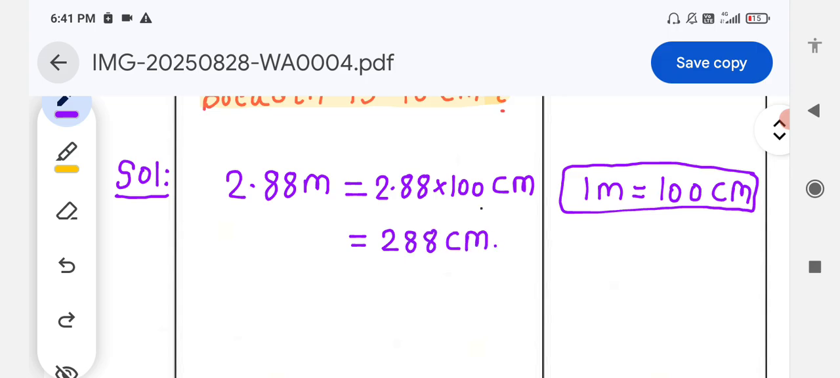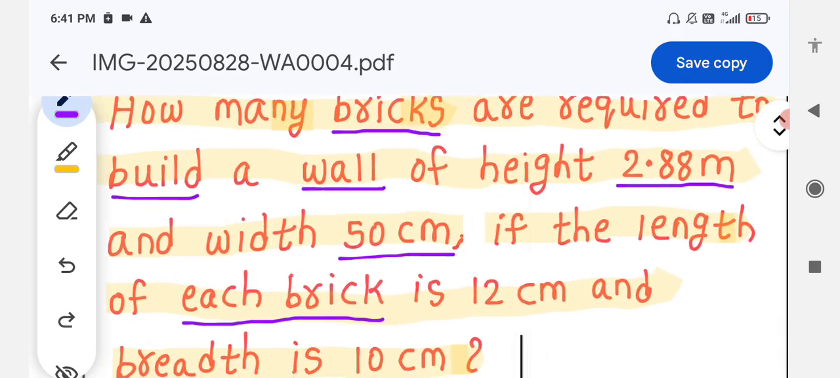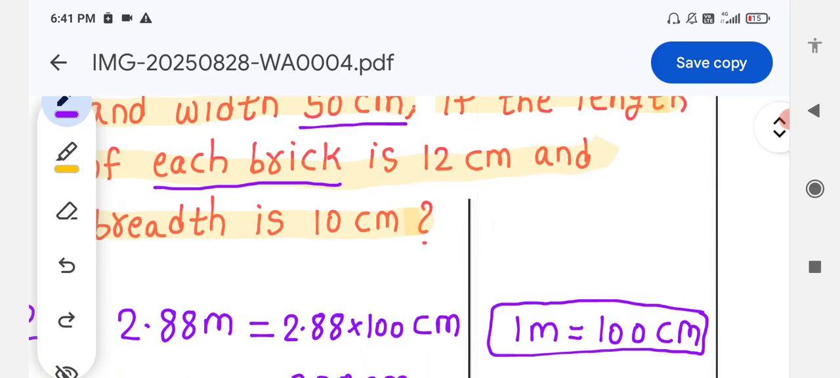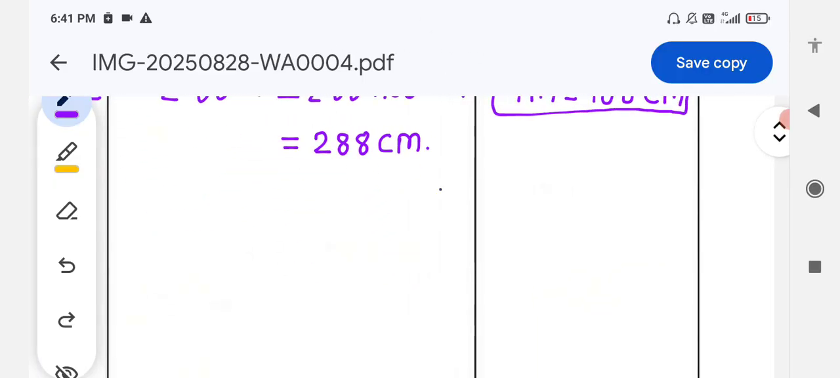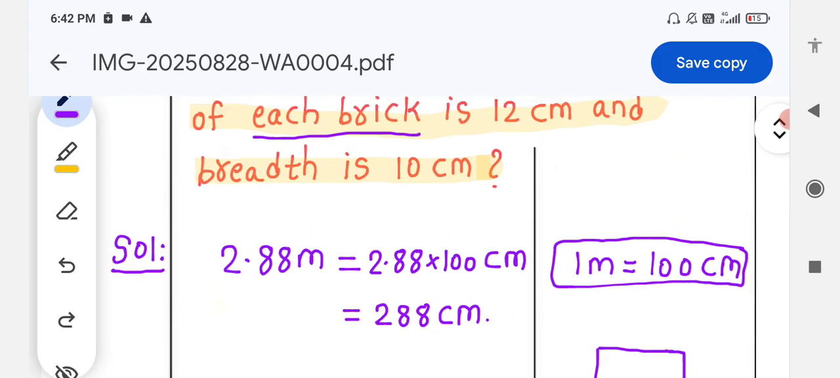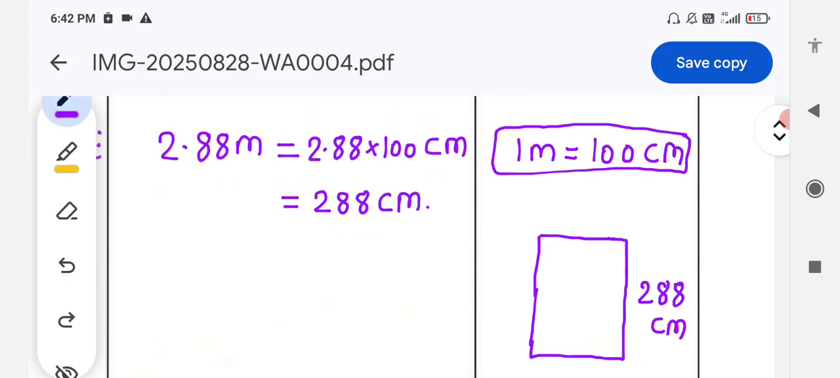Okay, now the dimensions of the wall: the height we got as 288 centimeters and the width is 50 centimeters. Let us draw a rough sketch of that wall. As we can see, the height is 288 centimeters. And what is the width of the wall? The width of the wall is 50 centimeters.